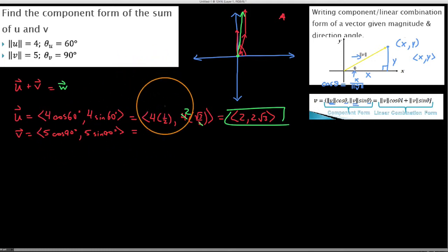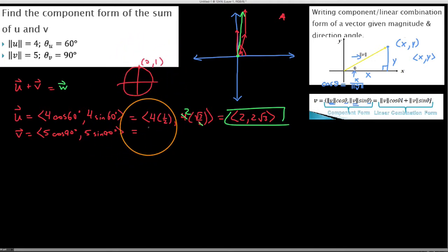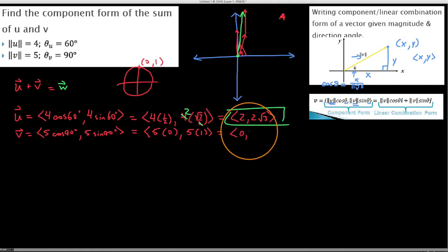We say that the cosine at 90 degrees, well, if you were to go up here on the unit circle, of course, we have the point 0, 1, but the cosine is 0. So we get 5 times 0, and then 5 times the sine at 90. Well, the sine value is 1. So we get that this is the vector 0, 5. Now, I hope at least you know that looking at this vector to begin with, obviously this terminated at 0, 5. But we could have found this also using this method for finding component form of vectors.